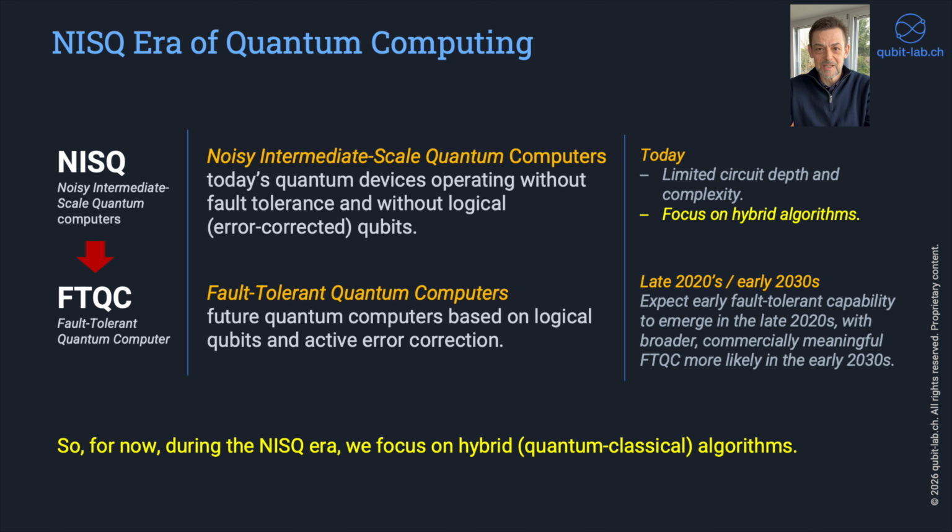Before we look at specific chemistry algorithms, it helps to place them in the broader hardware timeline. We are currently in the NISQ era of quantum computing. Today's quantum devices are noisy and not fault-tolerant, so circuit depth and complexity are limited. That's why most practical work focuses on hybrid quantum classical workflows. Fault-tolerant machines with logical qubits should arrive later, first capabilities late 2020s, with broader impact more likely in the early 2030s. So for now, we optimize for what fits on NISQ hardware.